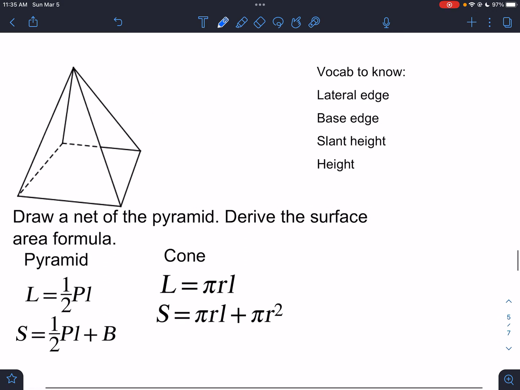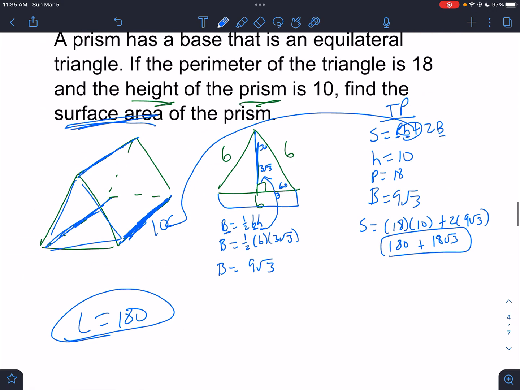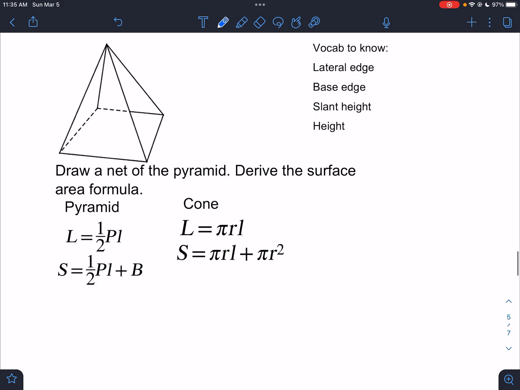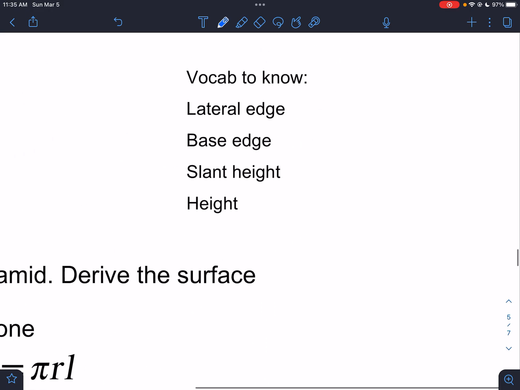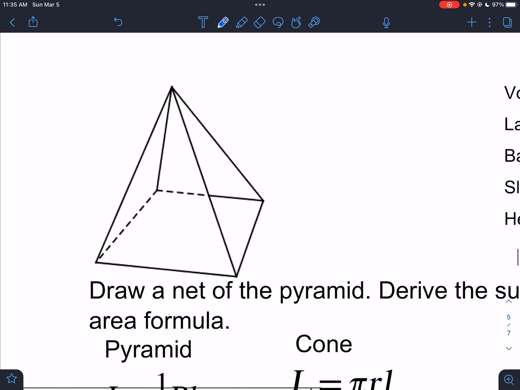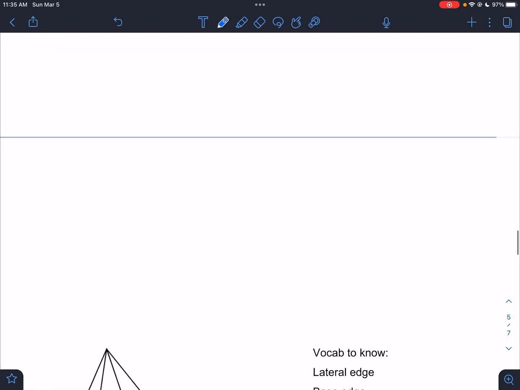All right. So that's a prism problem. Let's talk about a pyramid question. So some more words that you need to know, and pyramids are way tougher for most students. So remember, what does surface area even mean? So I need to be very clear.